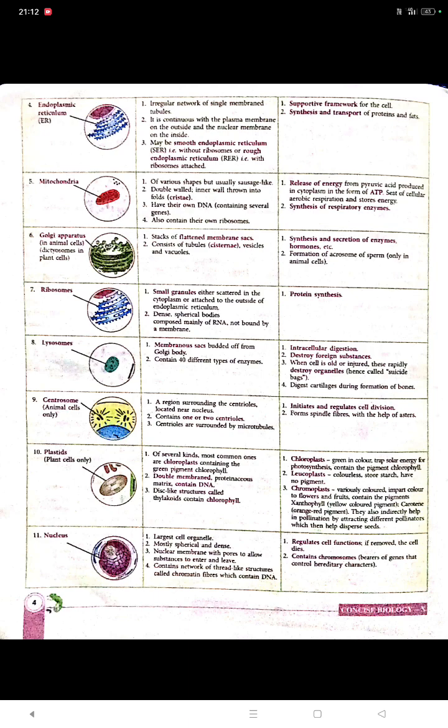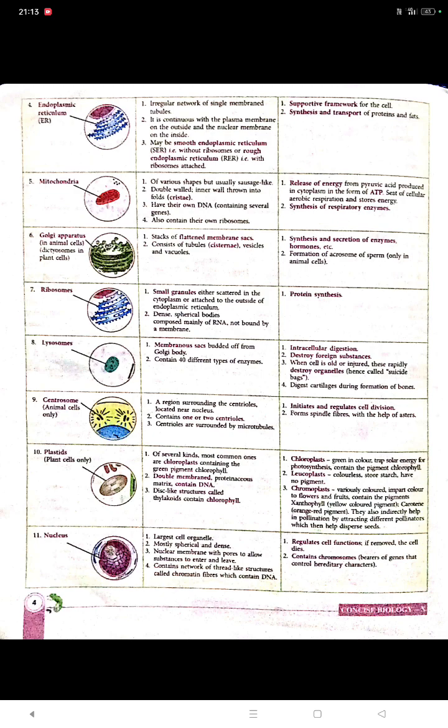Scattered means they are inside the cell, wherever it may be inside the cell. They are scattered, meaning they are here and there. And next one, attached to the outside of the endoplasmic reticulum. If ribosomes are attached to the endoplasmic reticulum, what will it become? It will become RER, rough endoplasmic reticulum.